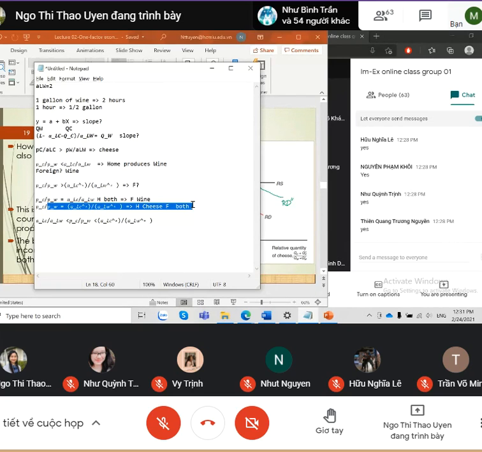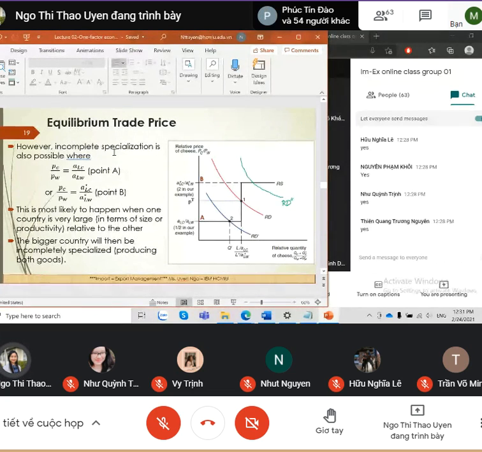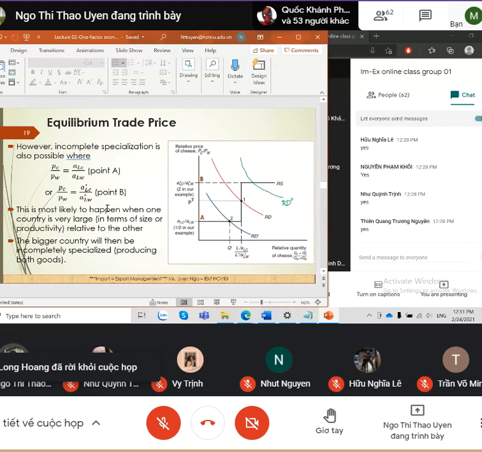In this case, it's the same. Home produces only cheese and foreign produces both products. This is incomplete specialization. And this most likely happens when one country is large, and the larger country is incompletely specialized, producing both goods.